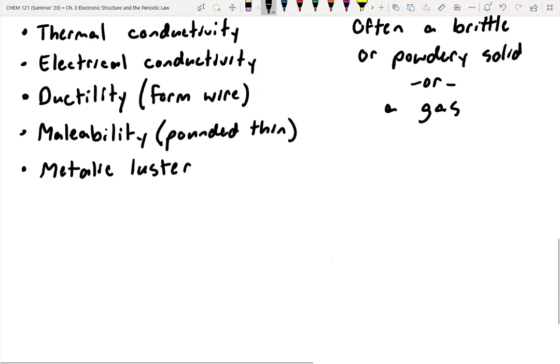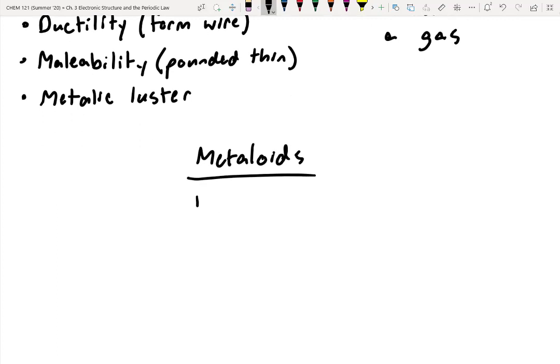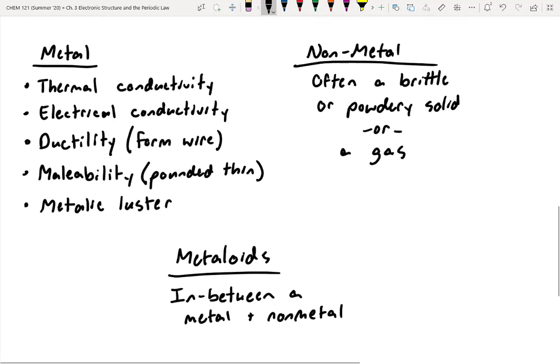All right, last but not least, we've got metalloids. And as you can imagine, metalloids are kind of in between. And this makes them kind of special. So they have some properties from each of these.